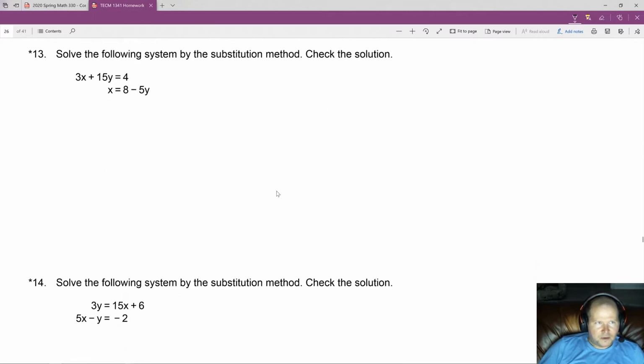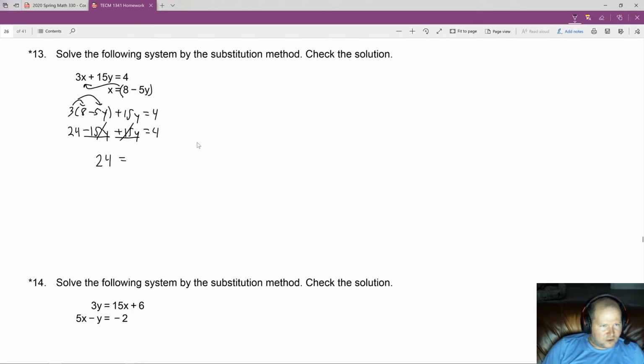system of linear equations. Solve the following system by substitution method. Check the solution. This x right here is already solved for, so I'm going to use it. Wherever I see x in the first one, I'm going to plug in 8 minus 5y. 3x, where x is equal to 8 minus 5y, plus 15y is equal to 4. 3 times 8 is 24. 3 times negative 5 is negative 15y, plus 15y is equal to 4. Negative 15y plus 15y are the same, so they cancel out. 24 is equal to 4.